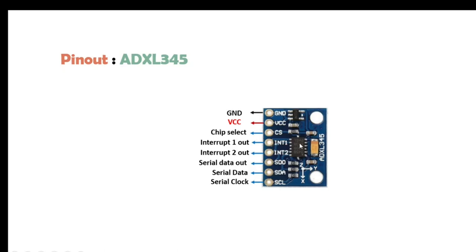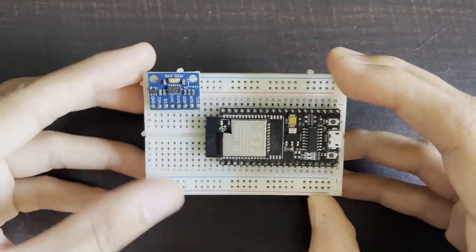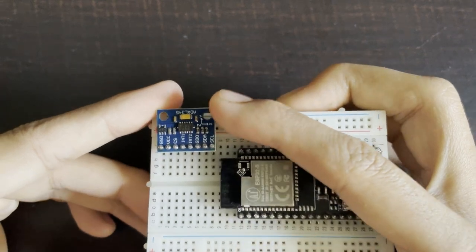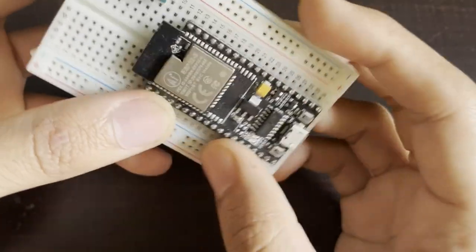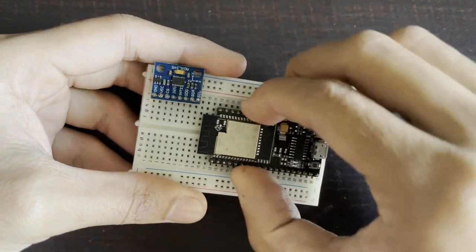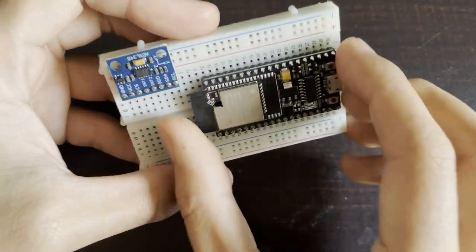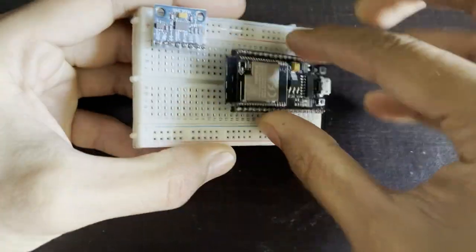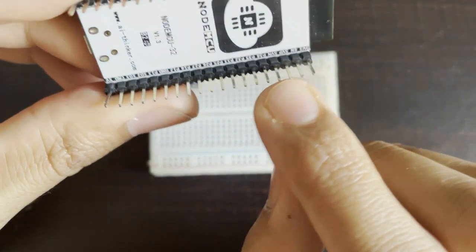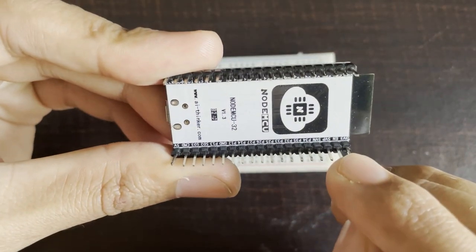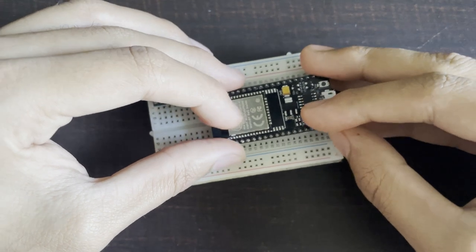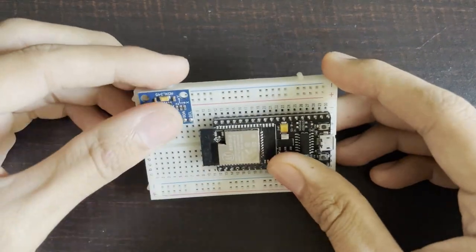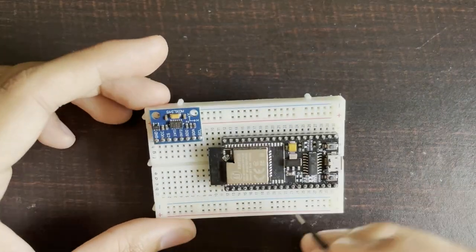At the center, if you see, this is the ADXL345 sensor, the 3-axis accelerometer, and this is the ESP32 board, and it has these GPIO. So I can remove it and show you. So these are the GPIO. If you can see, it has all the pin names on it. So let's do the connection.